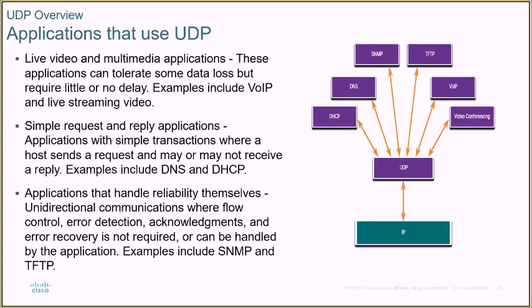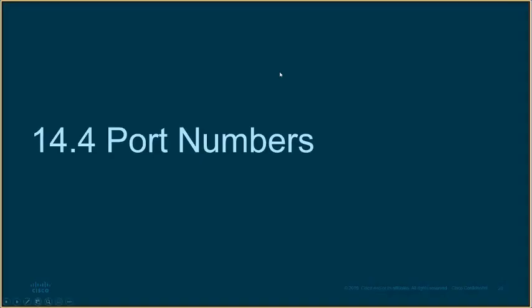Simple request and reply applications, where the host sends a request and may or may not receive a reply. So DNS and DHCP are examples of that. And applications that handle reliability themselves. So unidirectional communications where flow control, error detection, acknowledgements, and error recovery are not required. It can be handled by the application. So SNMP and TFTP actually do their own reliability. That's why they use UDP. But I've got to admit, TFTP is not as reliable as FTP. I've had the odd error using TFTP.